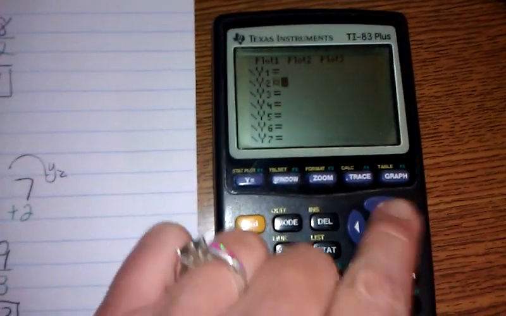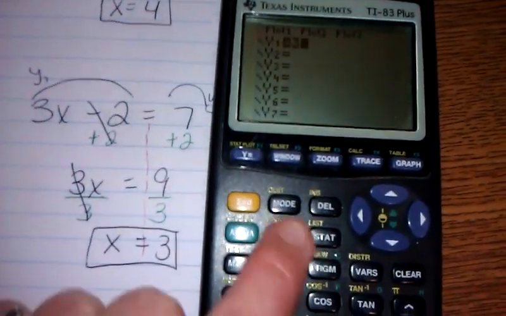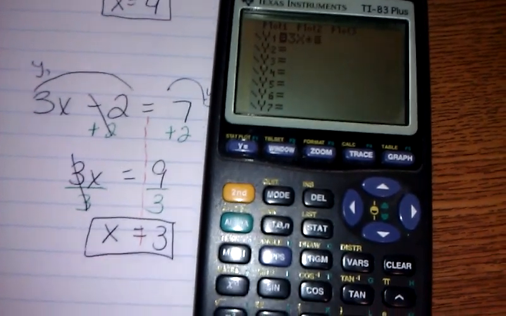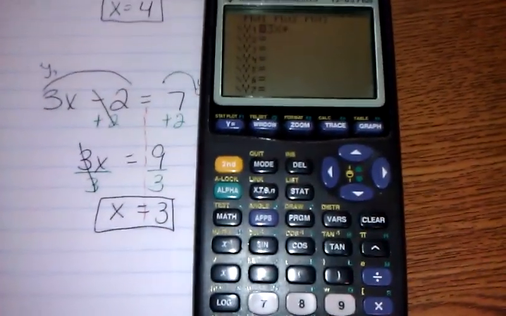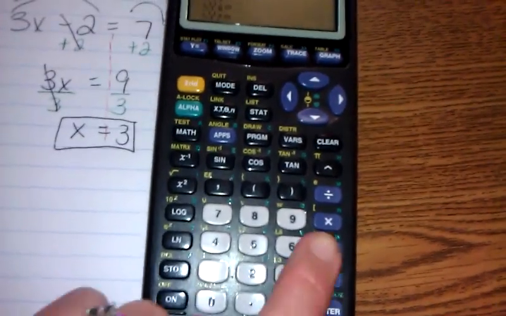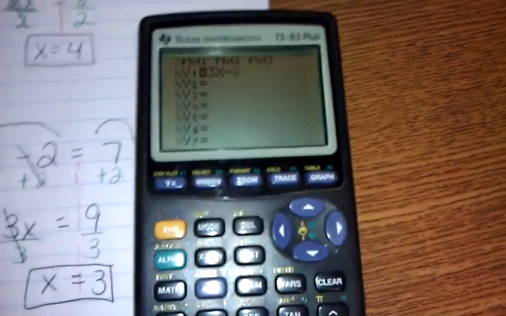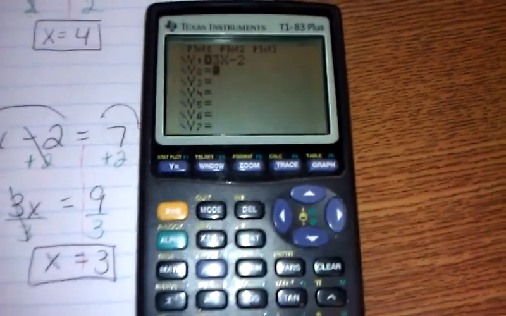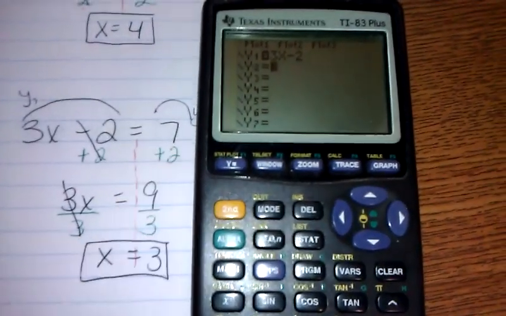So I will go over here. Let me clear it out. I'm going to put in there, let's see if I can move the calculator over a little bit. I'm going to put 3x plus, no, not plus, sorry. Minus, this is the minus button, the blue one. This is a negative sign. Minus is in the blue. Minus 2. And in y2, I'm going to put 7.